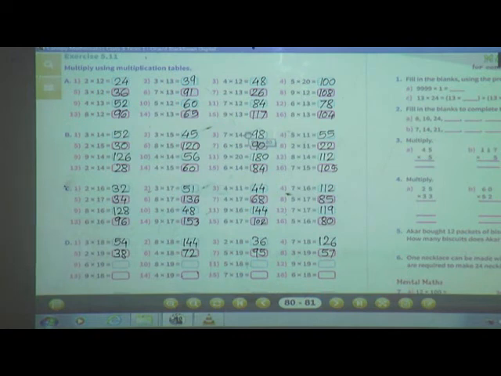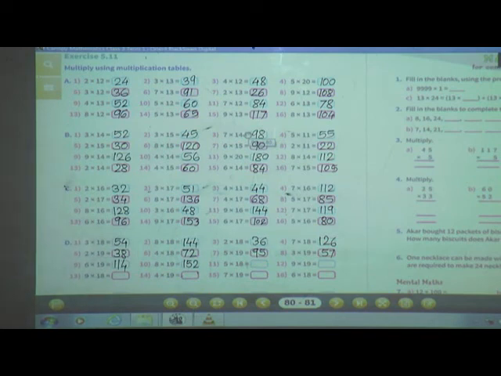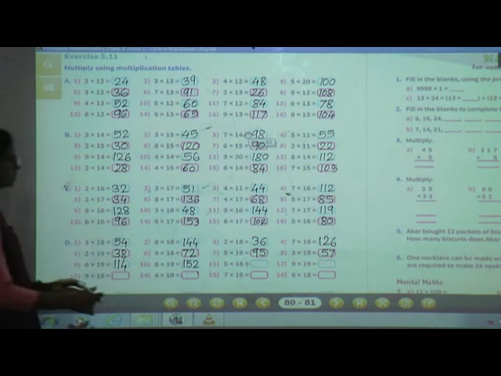Next, 6 into 19, 19 six are, say the table. 19 six are 114. Next, 10th number, 8 into 19, say the table of 19. 19 eights are 152. Next, 5 into 18, now you have to say the table of 18. 18 fives are, yes, correct, 90.